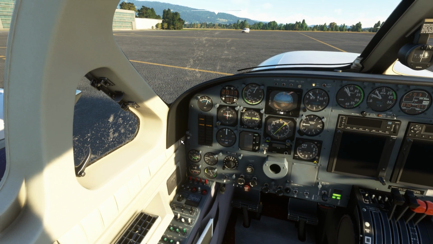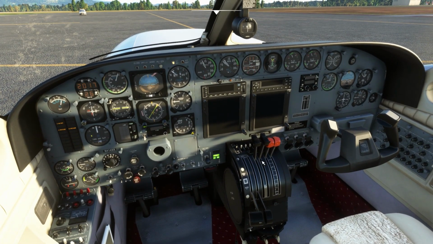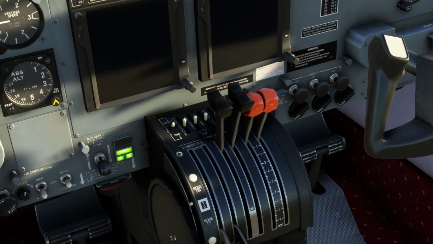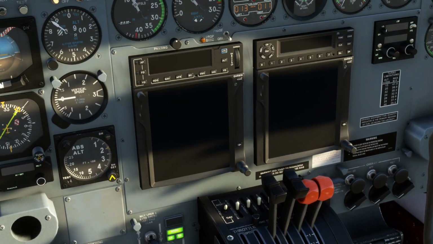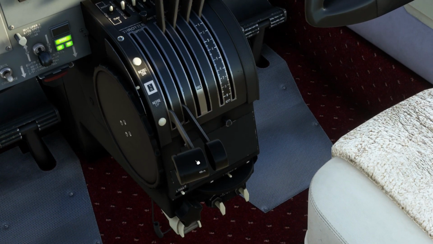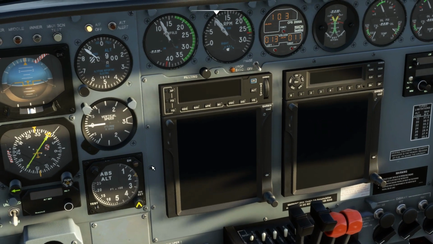Let's see if it started. Yes, it's increasing RPM, it's increasing manifold pressure. Let's see if I've matched these two. And well, they're not. So which one is lower? The left side is higher, so we should be pulling down on this.